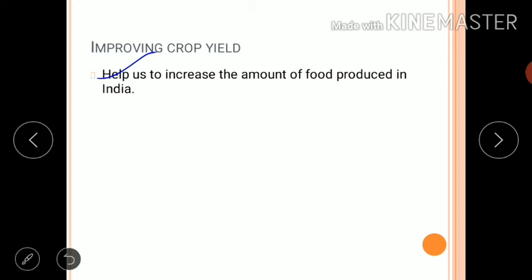Selective breeding of crops is done to increase the crop yield. And hybridization, another name for which is artificial crossing, is also done to combine the characters of two or more varieties of plants.